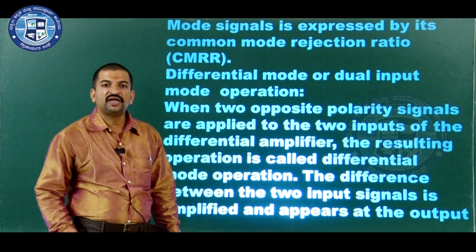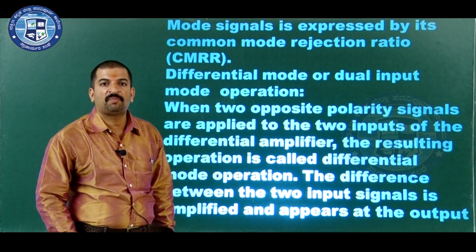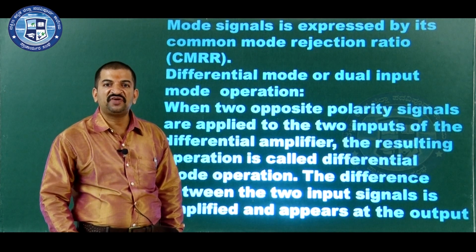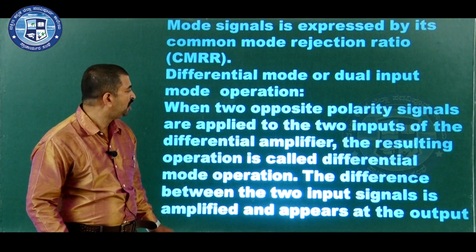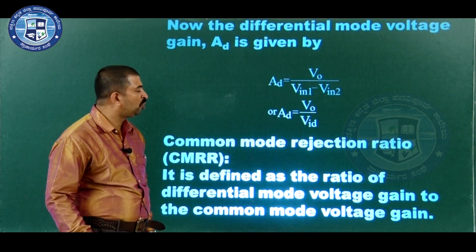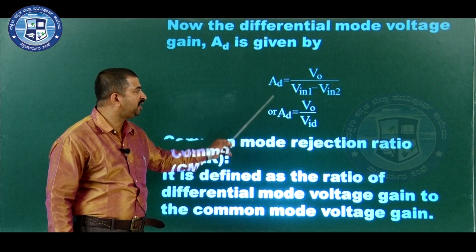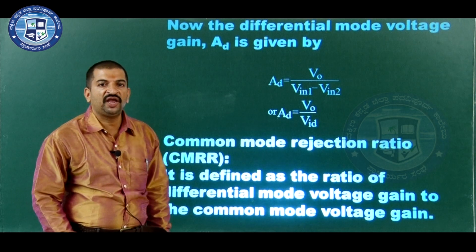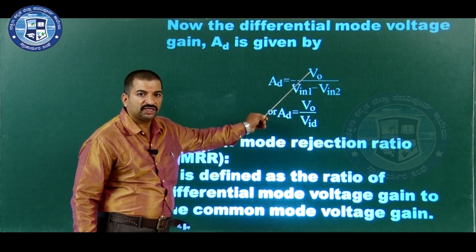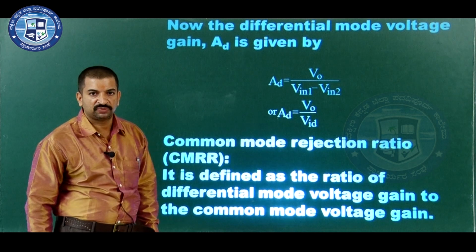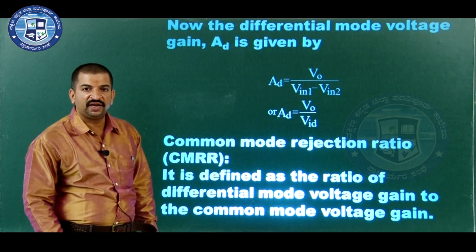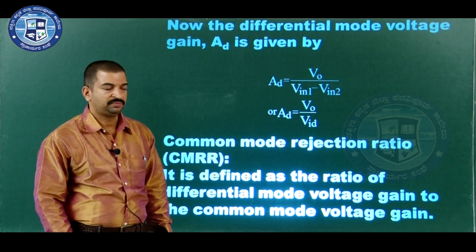Now, when both input signals are applied to the differential amplifier simultaneously, the amplifier amplifies the difference between the two input signals. So, it is called differential mode operation. Now, in this case, the differential mode gain is given by the formula AD, that is equal to V naught divided by V in 1 minus V in 2. It is defined as the ratio of output voltage to the input difference voltage. That is AD equal to V naught divided by VID, where VID is the input difference voltage.